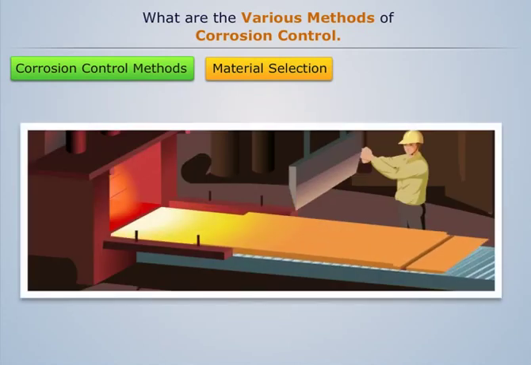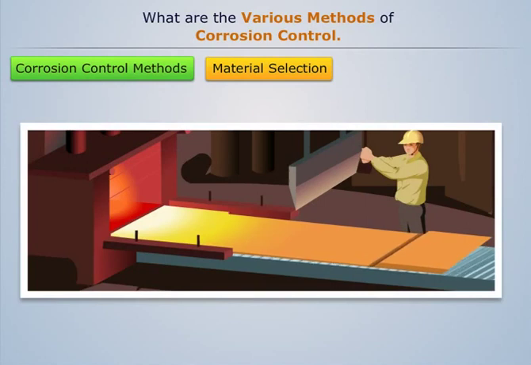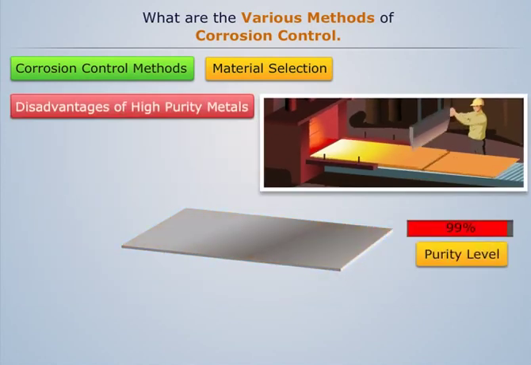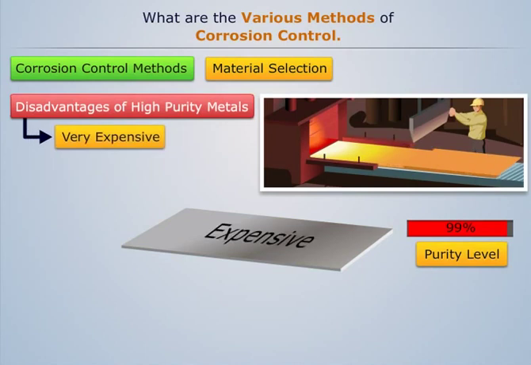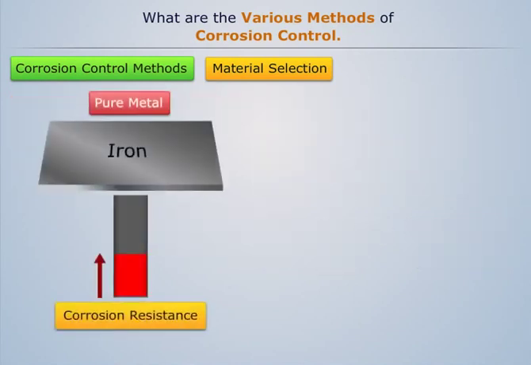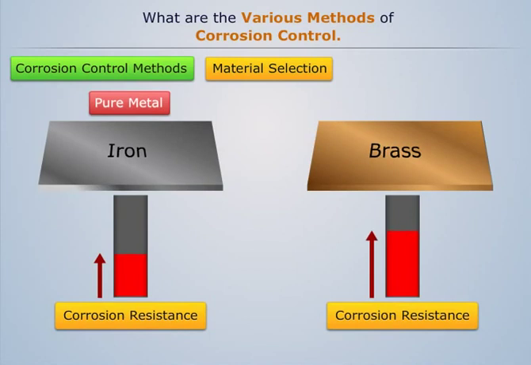However, in many cases, it is not practical to produce a metal of high purity, because pure metals are expensive, and they possess the disadvantages of inadequate mechanical properties like softness and low strength. Corrosion resistance of majority of metals can be increased by alloying them with suitable alloying elements.